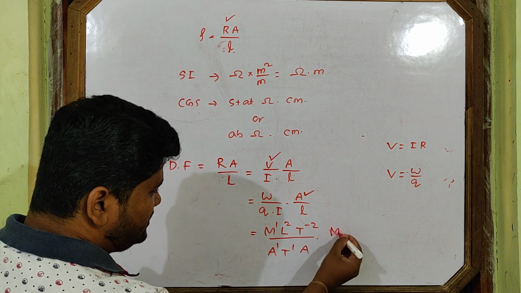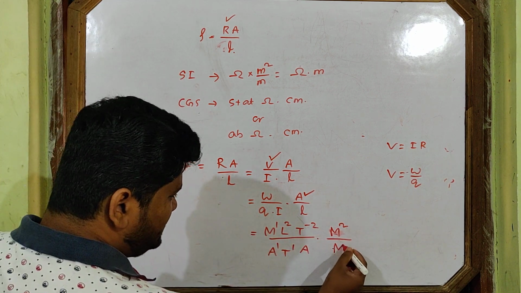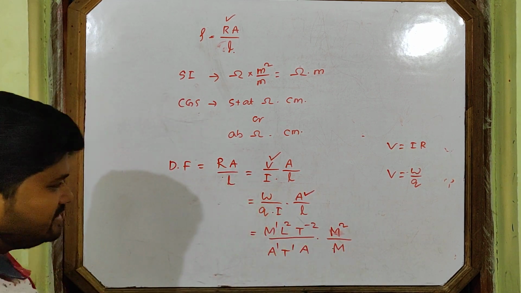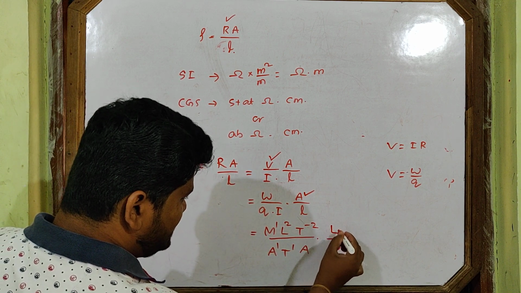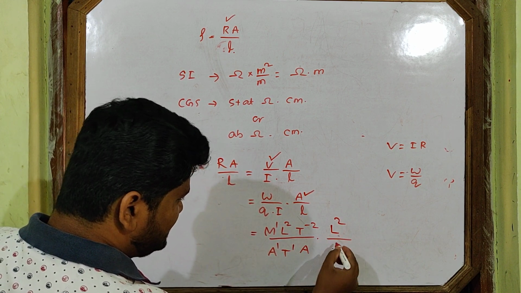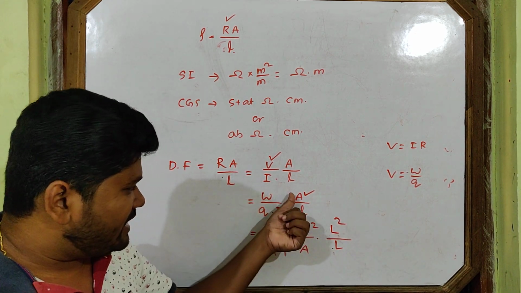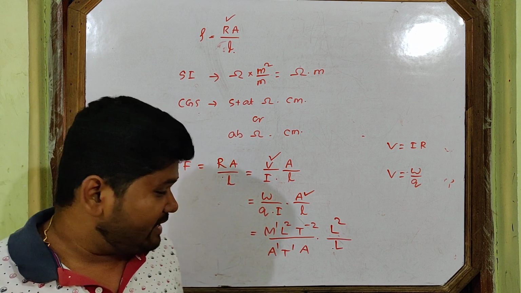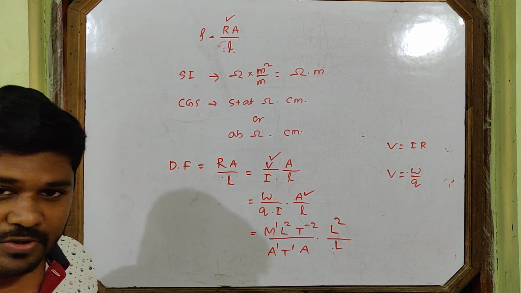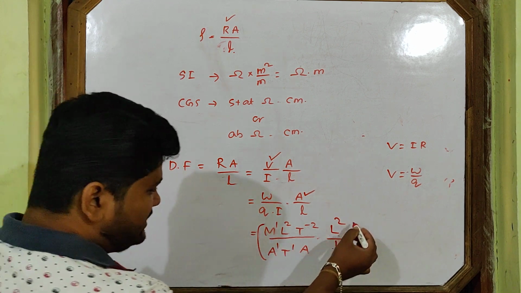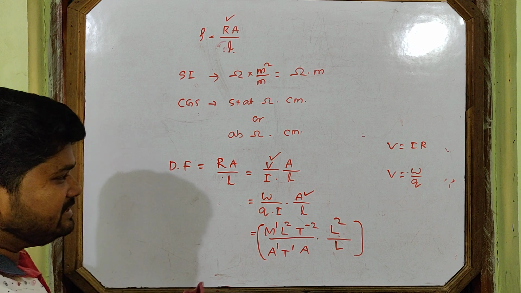And this A is meter square, the area of cross section, so this is length square. And L is the length. This M stands for mass. Then you will solve it, and you can find its dimensional formula. So this is about the resistivity.